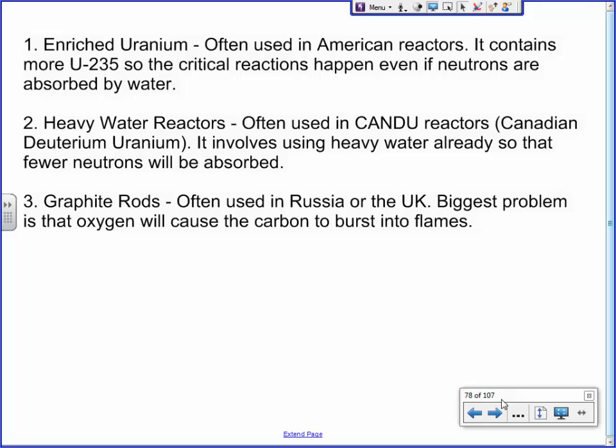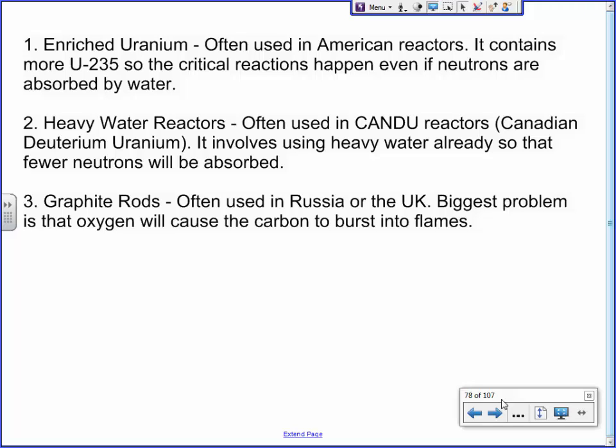So in American reactors, they use what's known as enriched uranium, and basically what happens is they use more uranium-235, and so it just feels to me to be such an American thing. It's just like, let's just make more critical reactions happen, even if neutrons are absorbed by water. In case the water is absorbing too many neutrons, they just use what is known as enriched uranium.